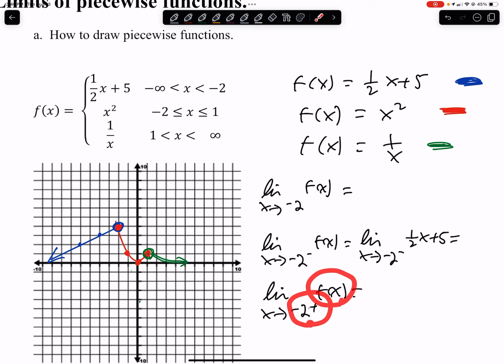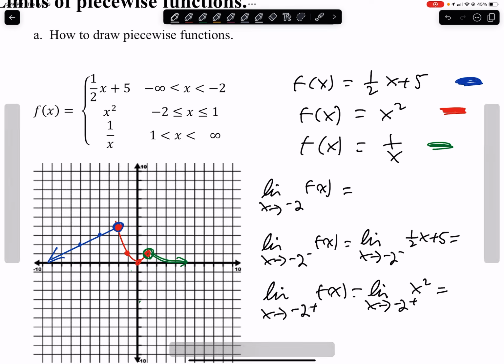And then I want to approach f of x from the right of negative 2. Right of negative 2 is bigger than negative 2. What function exists bigger than negative 2? X is bigger than negative 2 here, so it's going to be x squared. So technically, this should be the limit as x approaches negative 2 from the right of x squared.